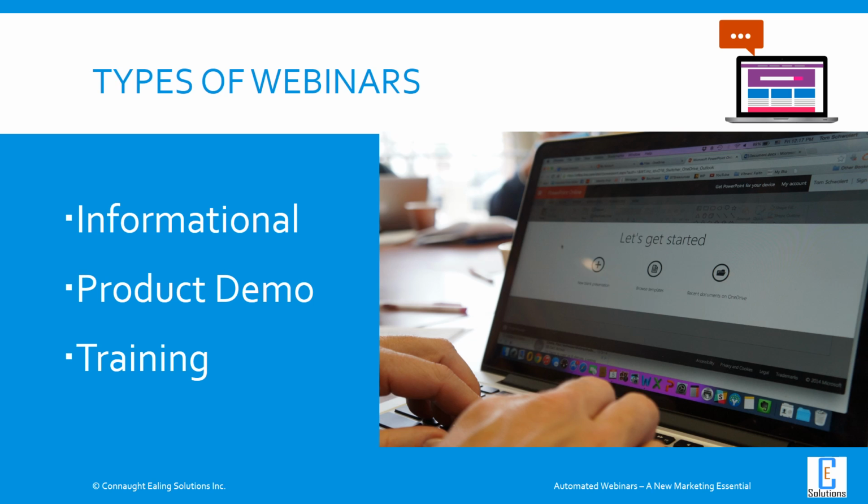A product demo is much more narrowly focused on exactly what you're doing. You could be doing a live demonstration of software or of another service or product that you have. Training is pretty self-explanatory. You're training the audience members on, or bringing them up to date on, something that's new that they might not be aware of, that they haven't had exposure to as of yet.